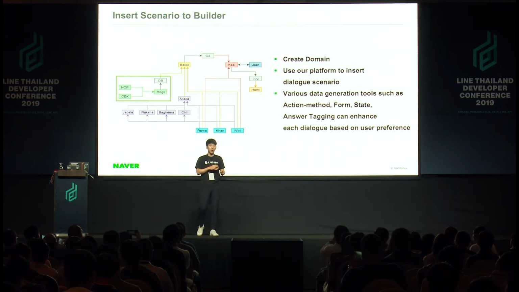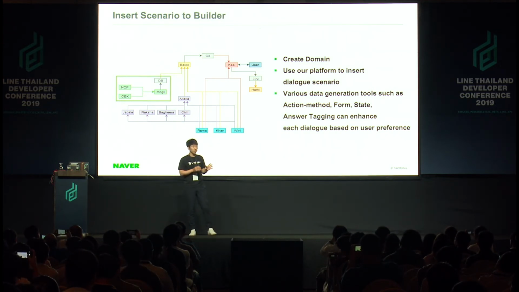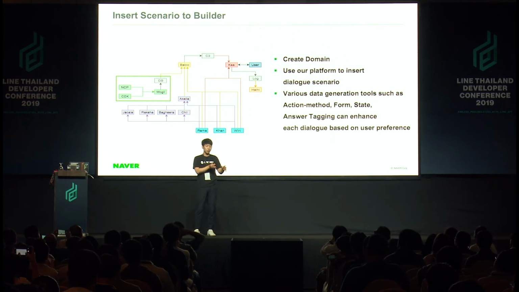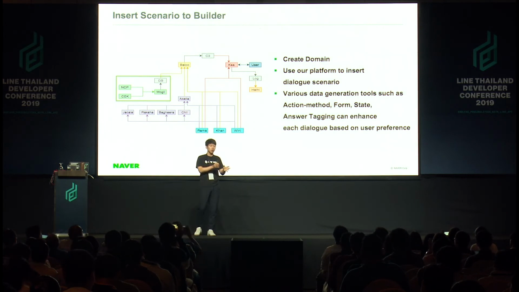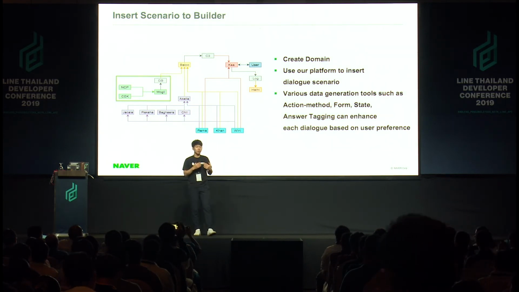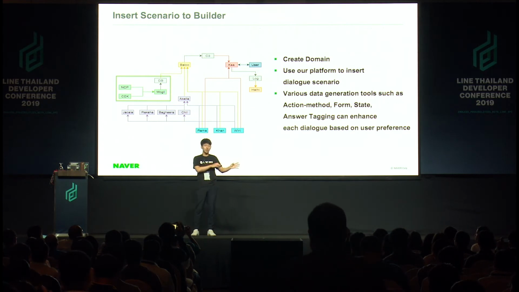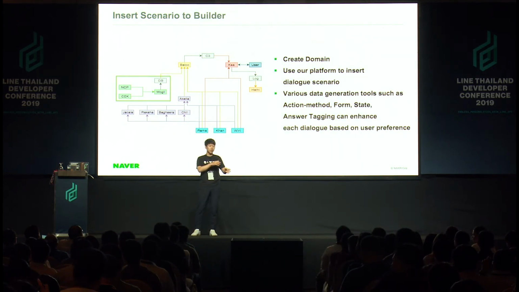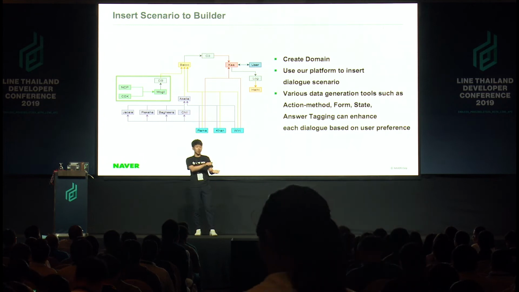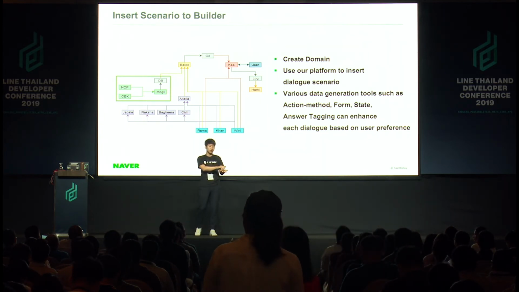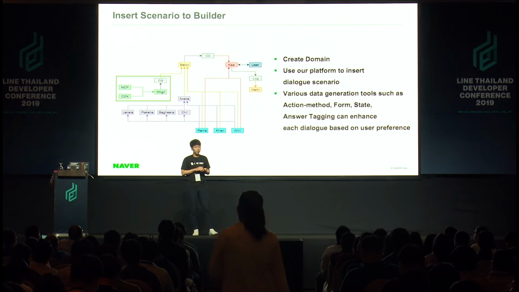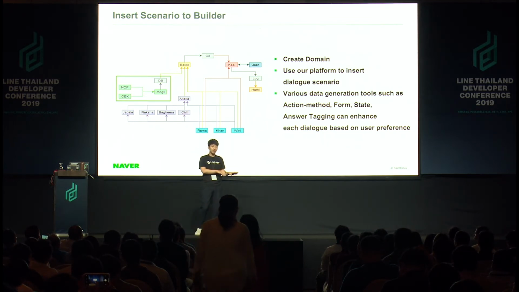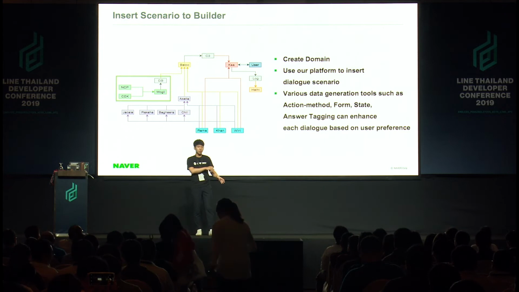So here's a big pipeline for our chatbot builder. There's a green part, purple part, blue part, and also red and yellow parts. So the first one, we get all the scenario data from the builder. As I showed you on the web page, the user just types in to create a scenario. That is going to happen here in the green boxes. So create a domain, use our platform to insert dialog scenarios and various data generation tools, as I mentioned before.